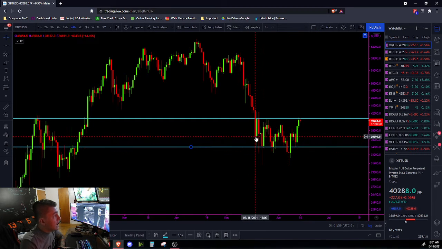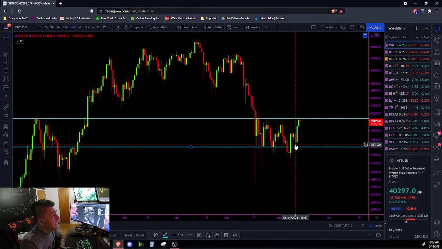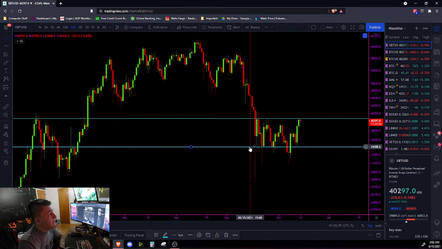So we got contact after contact, 3, 4, 5, 6, 7, 8, 9, 10, 11, 12, 13, 14, 15 touches of this support region here. Now we could see all these touches in the past. Again, the more times a support is touched by price action, the weaker it inherently becomes. And we saw evidence of that after all these touches of this support region here, and it finally failed.